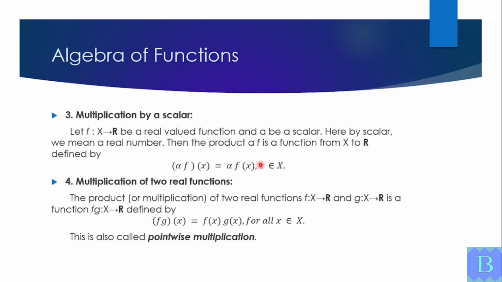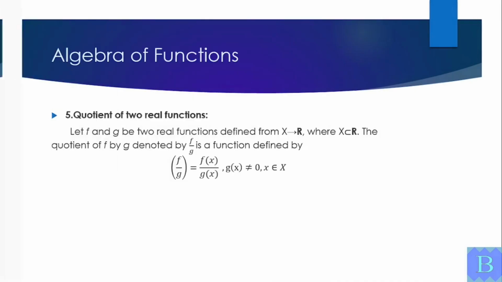4. Multiplication of two functions. (f·g)(x) = f(x)·g(x) for all x belongs to X. This is called pointwise multiplication. 5. Quotient of two functions. (f/g)(x) = f(x)/g(x) for all x belongs to X, provided g(x) is not equal to 0.